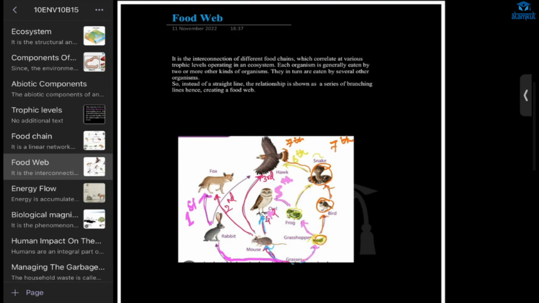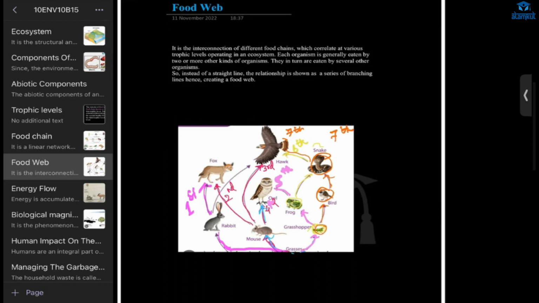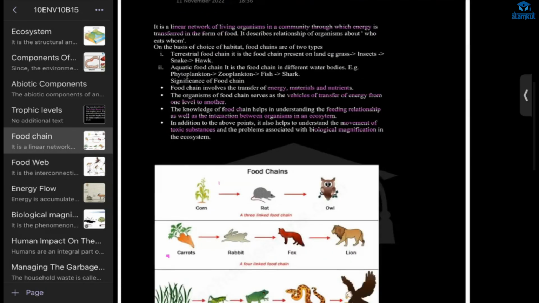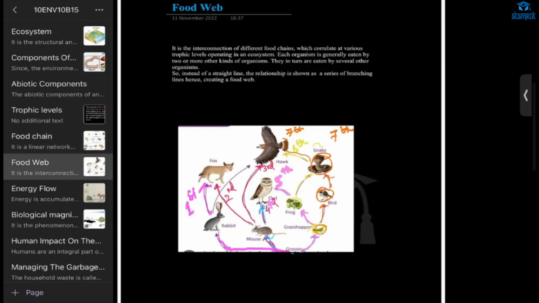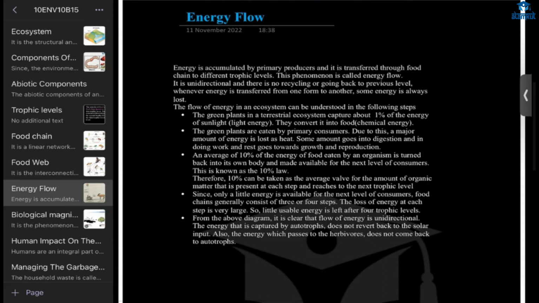So different food chains are interconnected to each other. This is called a food web. Here, one organism is eaten by more than one kind of organism. Instead of the straight line which we saw in the food chain, here it is not a straight line. We have branching like a web. That's why it is called a food web. Now energy flow: energy is accumulated by the primary producer and it is transferred through the food chain to different trophic levels.